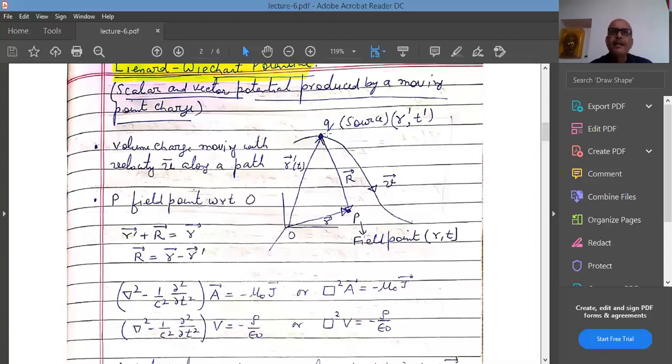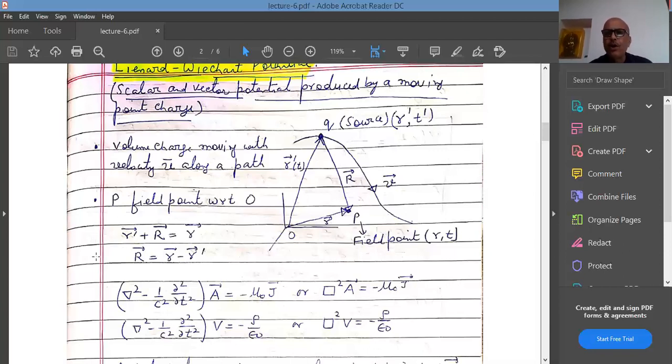Now, the retarded position Q has position vector r dash. The position vector of the field point with reference to O is r. Making use of this triangle, we can write vector r dash plus vector R is equal to vector r, so capital R is nothing but r minus r dash. We can write these points as x, y, z and x dash, y dash, z dash. In that case, r will be equal to i cap x plus j cap y plus k cap z, and similarly r dash will be i cap x dash plus j cap y dash plus k cap z dash.